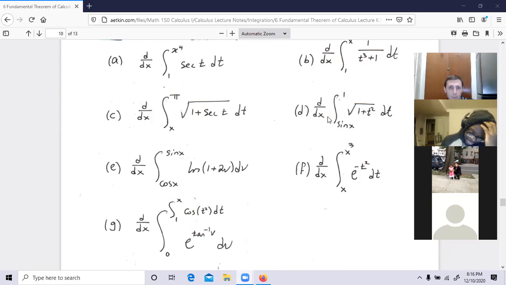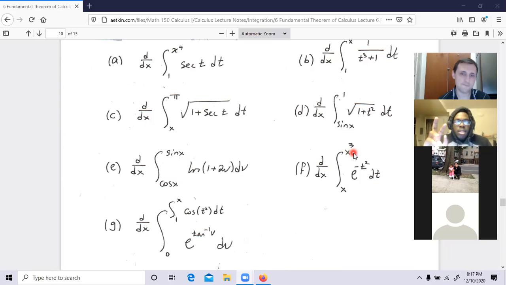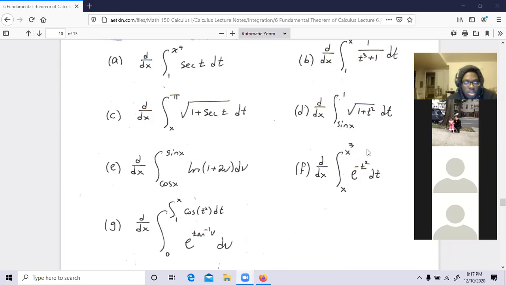Okay, careful. Look at it. You have to make it look like a constant on the bottom and a variable on the top. Okay, Nassim, careful. What can you do, Lucas?